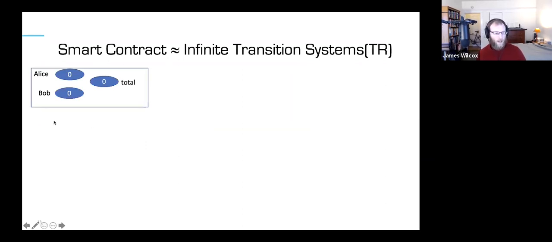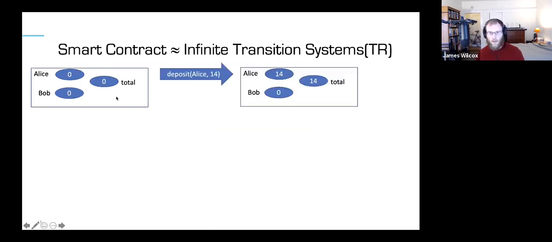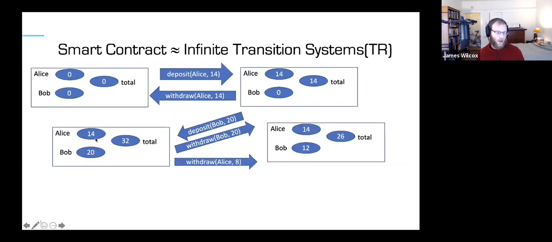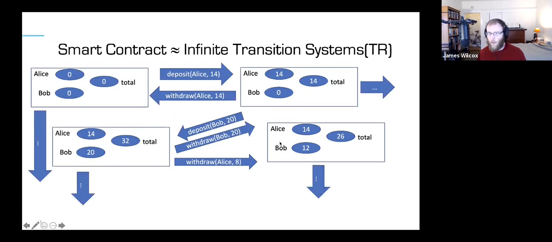So, maybe at the beginning of time, the balances are all 0 and the total is also 0, right? We take some steps, somebody calls a public function, we increment Alice's balance, and we increment the total by the same amount. Maybe then we withdraw, we go back to the initial state, or we could take another path, right? We could call a second deposit, maybe on the other account. We also are careful to update the total in that case. Again, we could withdraw, go back. We could do a different withdraw, right? Alice could withdraw. There's all kinds of states, and it gets pretty overwhelming pretty quickly.